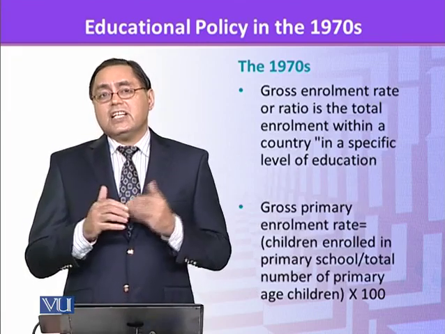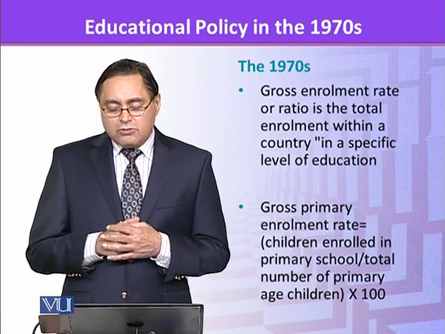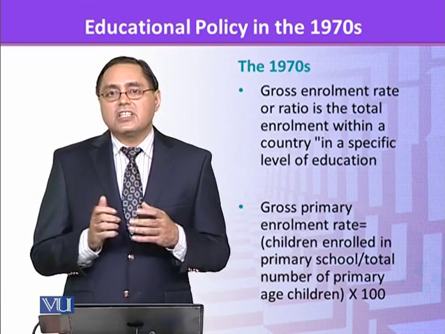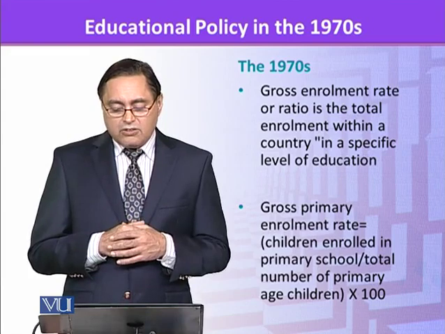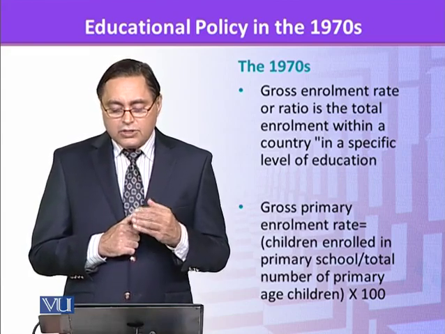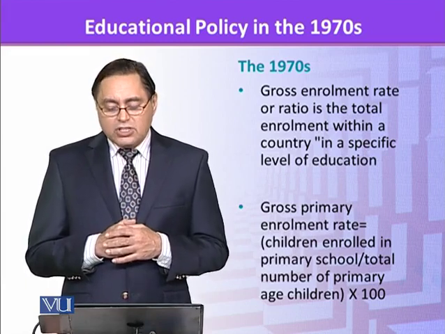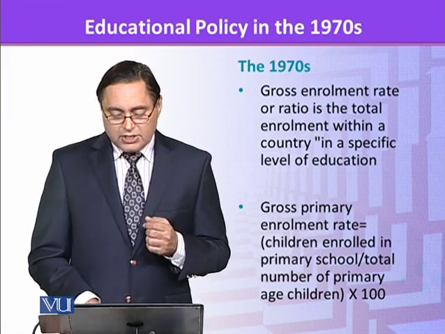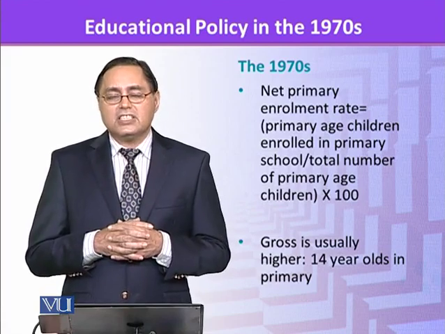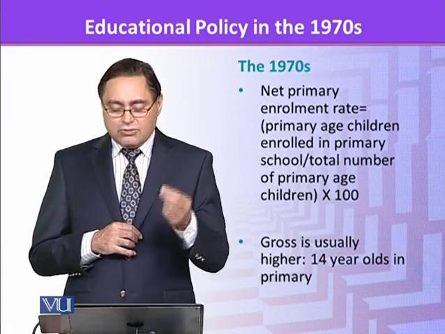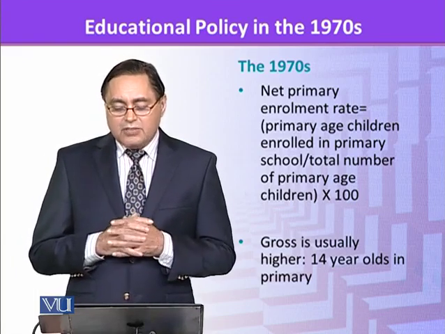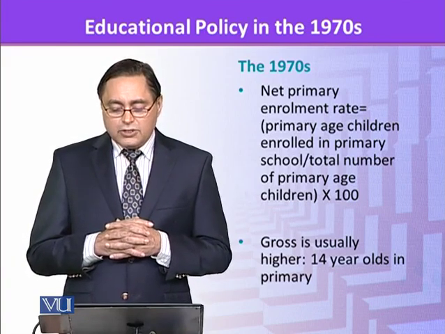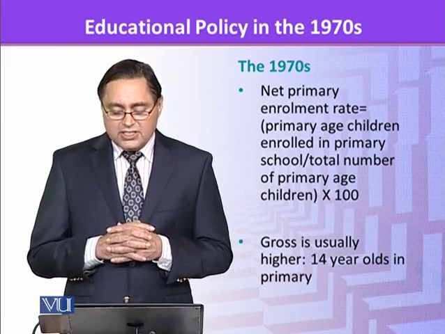Then there is the gross and net enrollment rate. Gross enrollment rate is the ratio of the total enrollment within a country in a specific level of education. So gross enrollment rate is equal to children enrolled in primary schools divided by the total number of primary age children, multiplied by 100. It is again related to age, but the focus is not on literacy, but on enrollment. And net enrollment rate is the number of primary age children enrolled in primary school divided by the total number of primary age children, multiplied by 100.